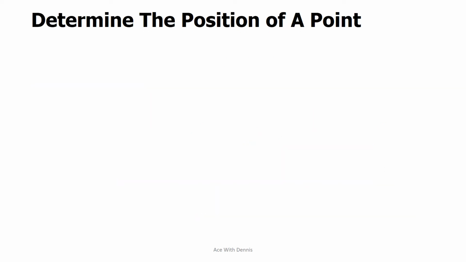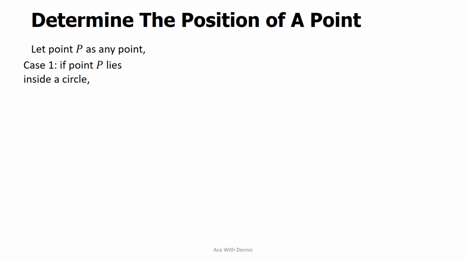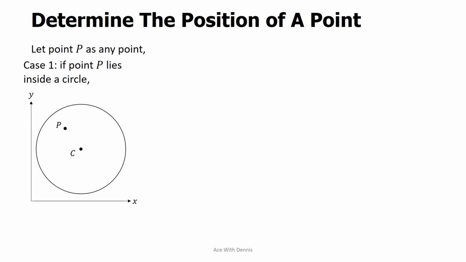Now, let's discuss how to determine the position of a point. There are three possible cases. Let point P be any point. Case number 1, if point P lies inside a circle. To illustrate this case, this is the circle, this is the center, and this is point P. So point P is inside a circle. From here, this is a radius r. We can see that the length CP is less than r.